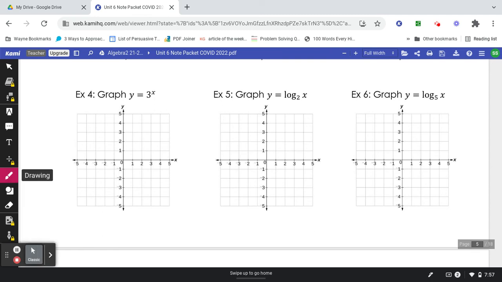Example 4, another exponent problem. Always start exponents with (0, 1). The next point is always 1 and then the base. So in this case, (1, 3). Notice each of these exponentials have roughly the same shape.